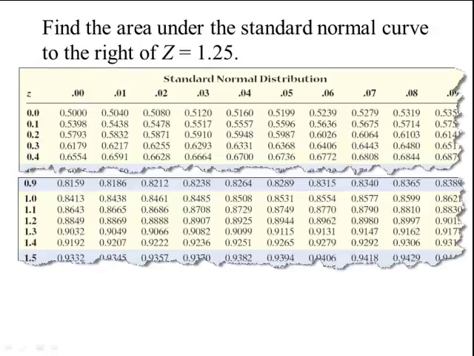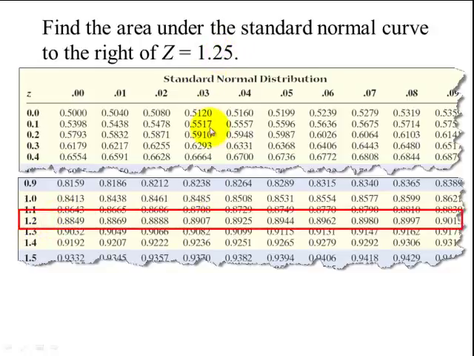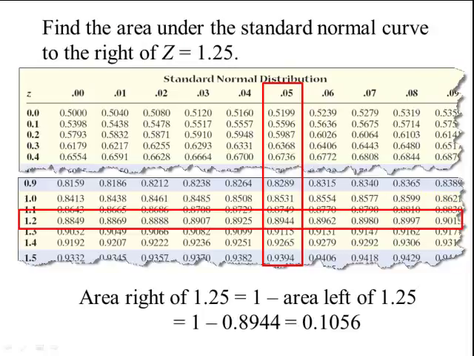Looking at table 5, we first start with the row component, 1.2, positive, and then we go to the column component, which is 0.05, which is in this column. Where they intersect is 0.8944. Now that's the area to the left. Since we want the area to the right, we have to do 1 minus 0.8944, which is 0.1056, and that agrees with our picture. It should be less than 0.5, and it is.